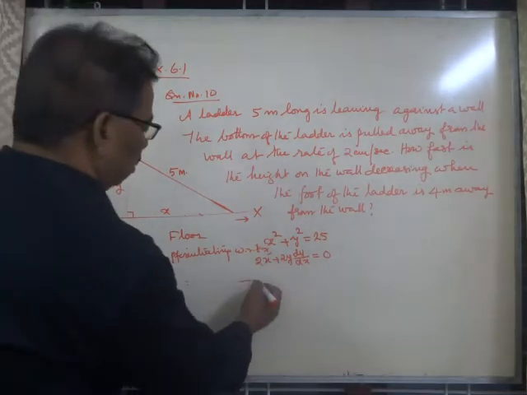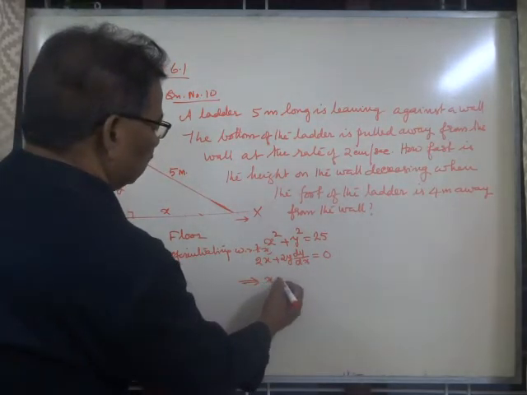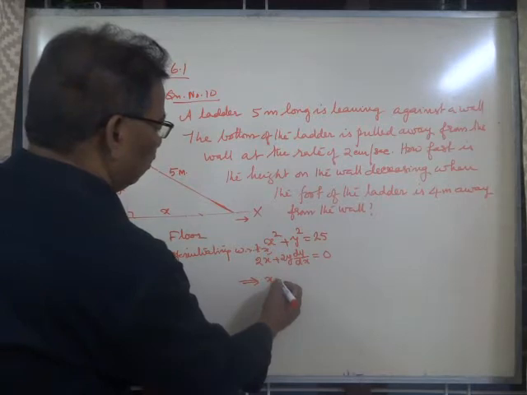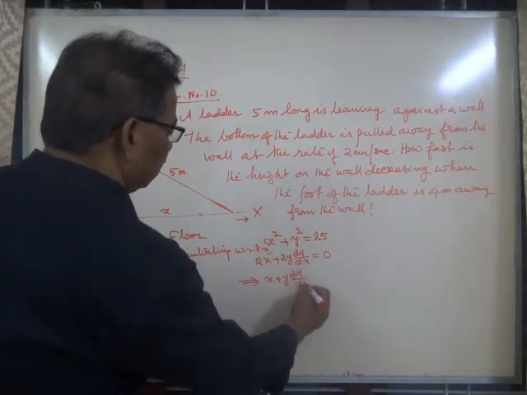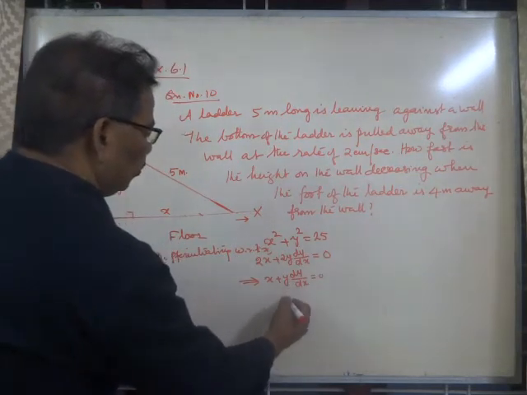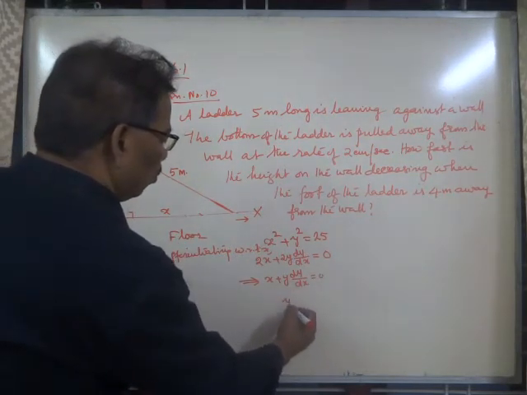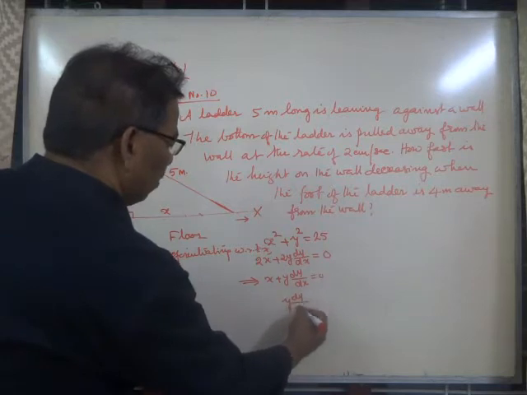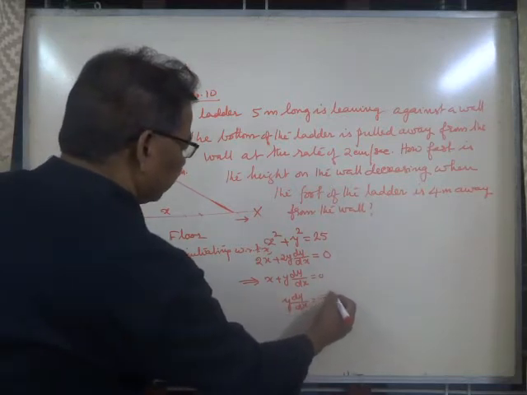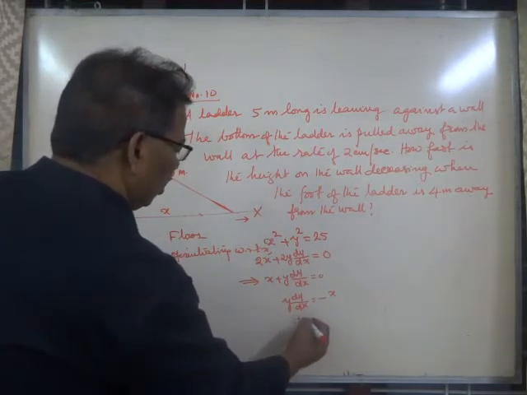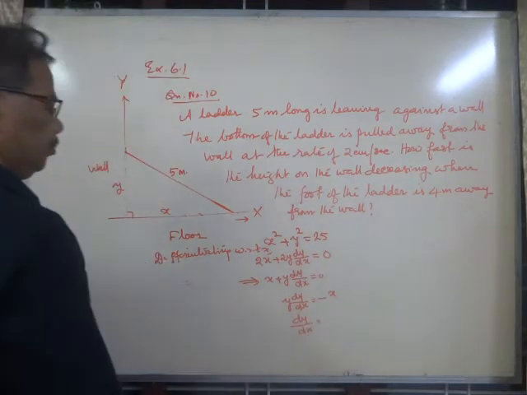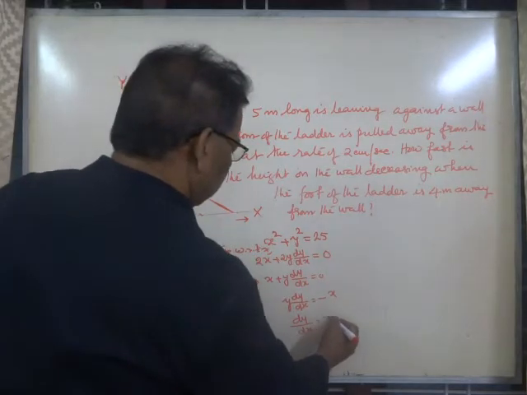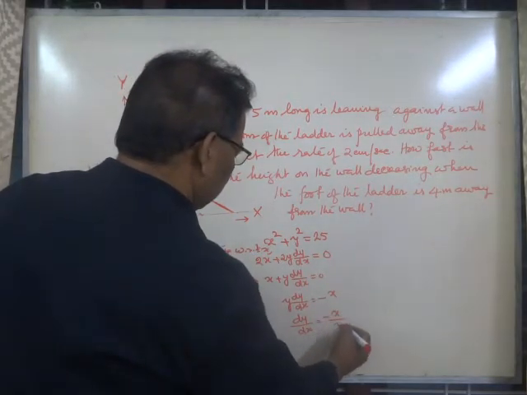Or x plus y dy by dx equals 0. Or y dy by dx equals negative x, or dy by dx will be equal to negative x by y.